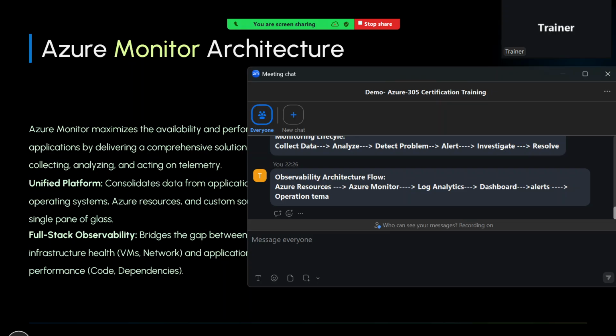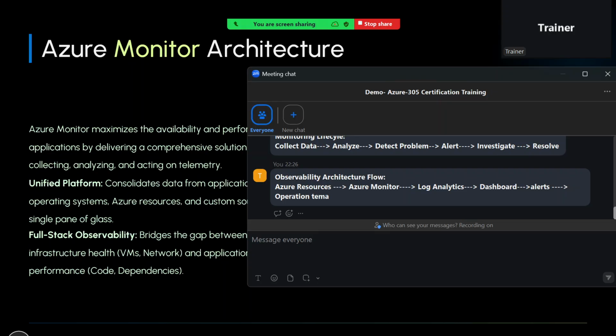If CPU suddenly reaches 95%, how will the operations team know? Or if a virtual machine goes down at 2 a.m. at night, who gets notified? Or how do we investigate what happened yesterday? Azure Monitor provides these capabilities through Metrics Explorer, alerts, action groups, and Log Analytics workspace. These are among the most frequently tested topics in your AZ-305.